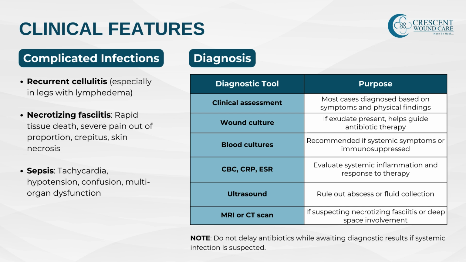Watch closely for complications. Recurrent cellulitis, especially in the legs. Necrotizing fasciitis, which can destroy tissues rapidly. And most dangerously, sepsis. Be alert to early signs of systemic deterioration: increased heart rate, confusion, low blood pressure, or rapidly worsening skin changes. Early recognition and escalation can be life-saving.